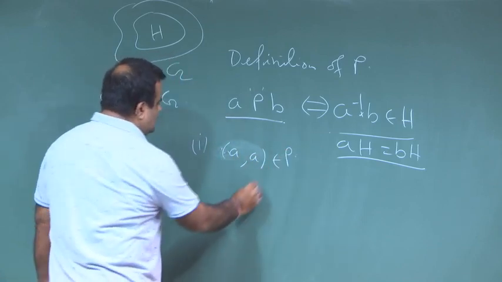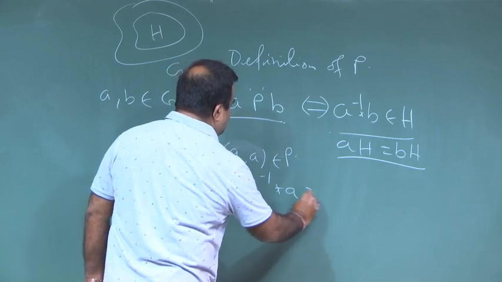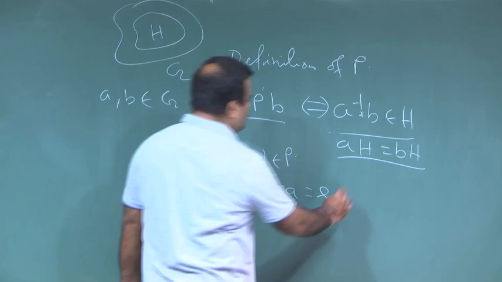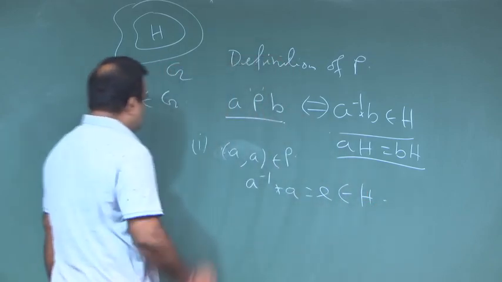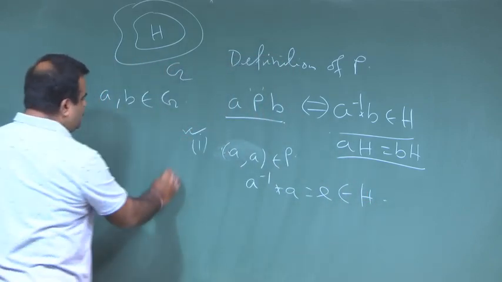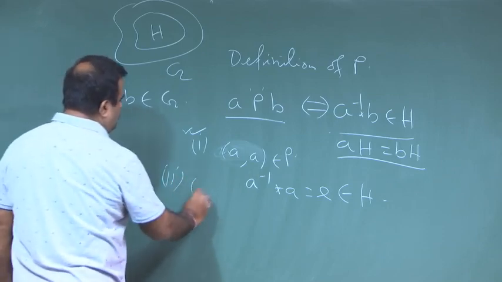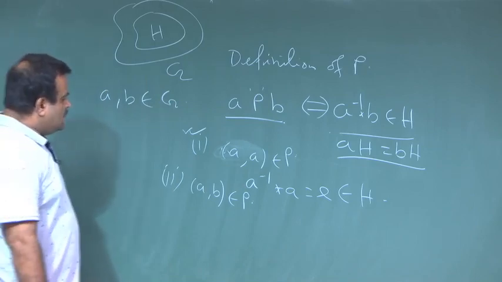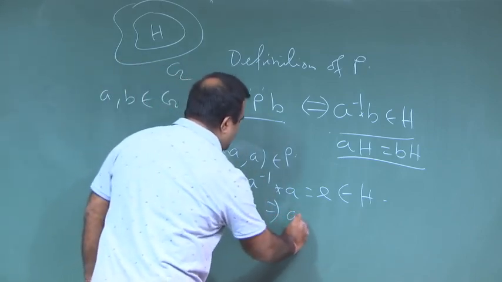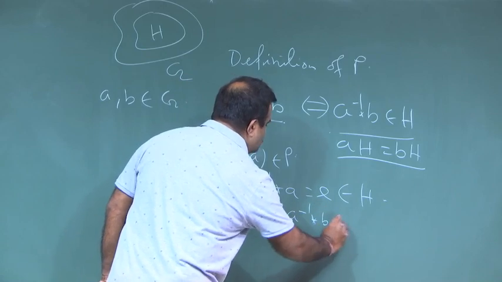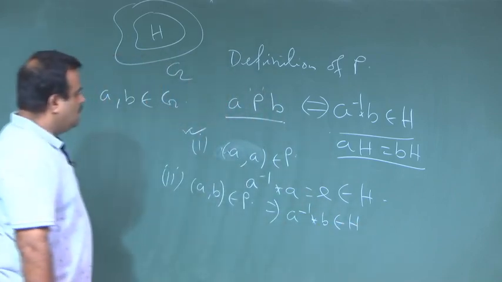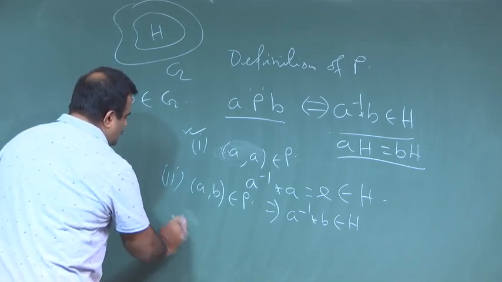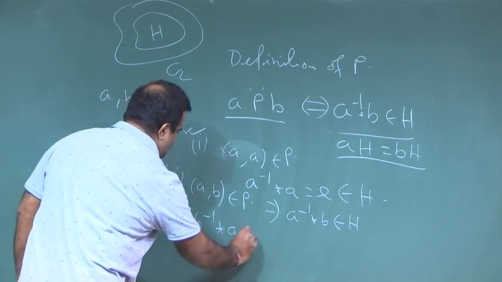Now, what is A inverse star A? It is basically E. Now, E is the identity element and H is a subgroup, so E must belong to H. So, this is reflexive. Now, what is symmetric? Symmetric means if (A, B) belongs to rho, then we have to show (B, A) belongs to rho. Now, (A, B) belongs to rho means A inverse B belongs to H. Okay. Now, we need to show that B inverse A belongs to H also.